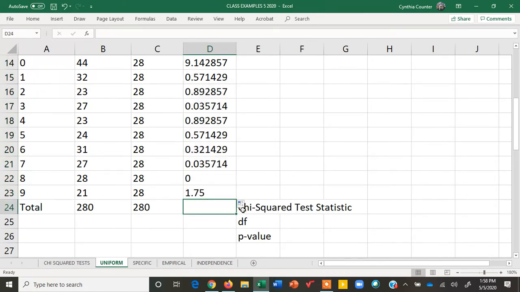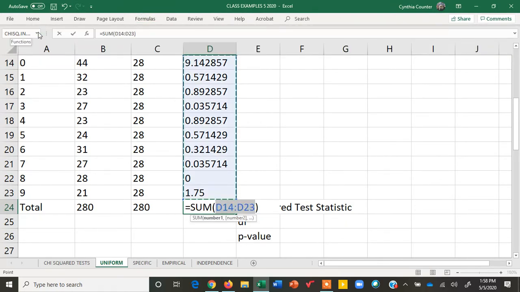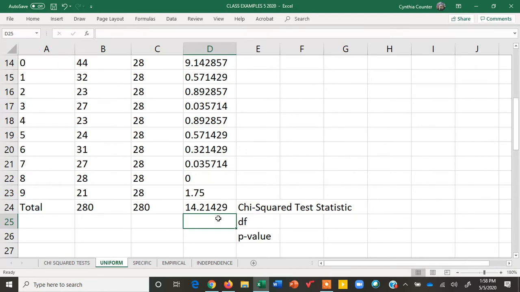Our chi-squared test statistic is the sum of these ratios. So let's go to auto sum and find that. 14.2149. All right. So what does that mean as a chi-squared test statistic and the chi-squared distribution?